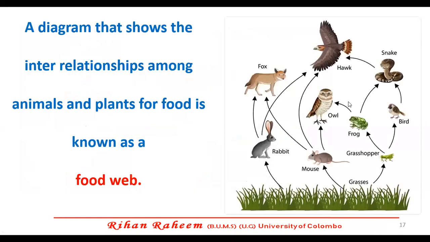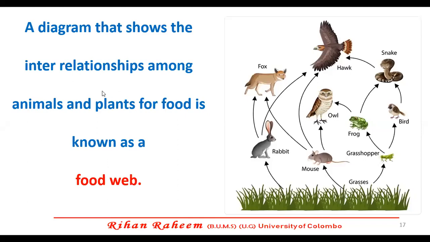Then there is another diagram. This is a very, very simple diagram. A diagram that shows the interrelationship among animals and plants for food is known as the food web. Please write down this definition. Write down a question: What is a food web? And the answer: A diagram that shows the interrelationship among animals and plants for food is known as a food web.